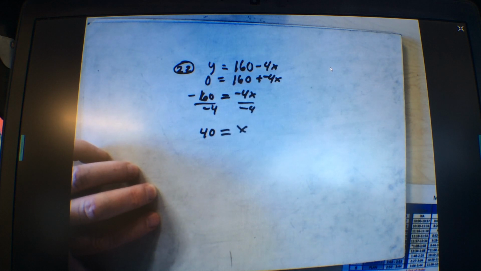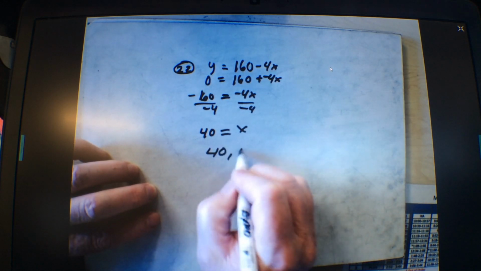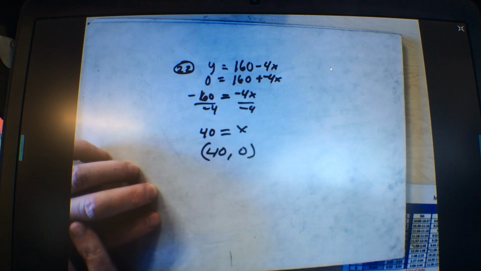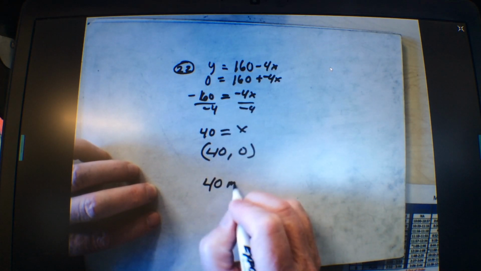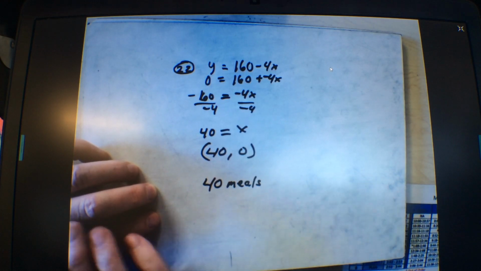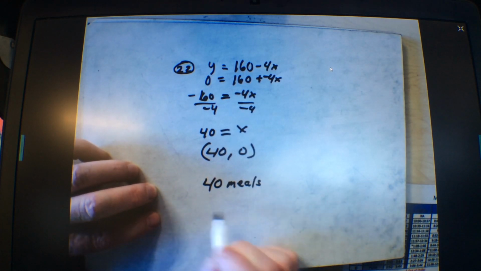Now what does that mean? 40, 0. But what does it mean in this problem? It stands for something. 40 meals. What happens after 40 meals? He runs out of money. So he can get 40 meals.